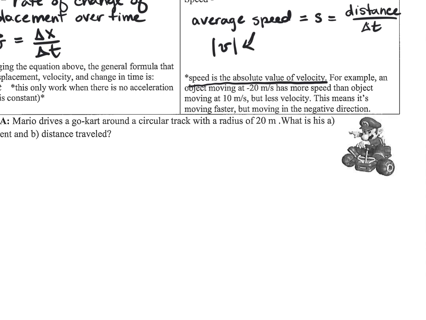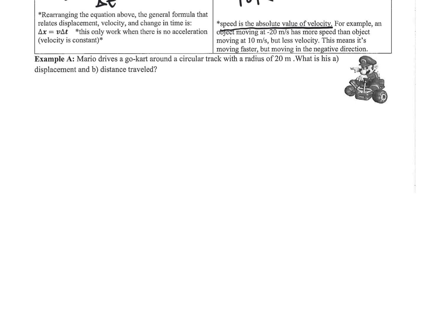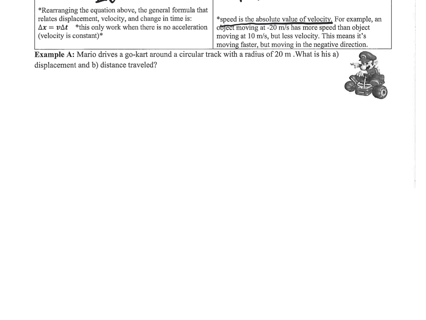So let's see what we got going here. Mario drives a go-kart around a circular track with a radius of 20 meters. What's his displacement? What's his distance traveled? What is his delta x? Good. Because he went around a circular track, we just talked about that. His displacement is 0. He started and ended in the same place, didn't he?